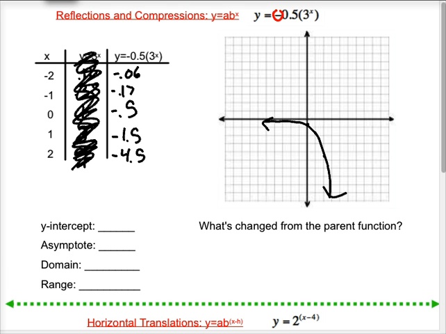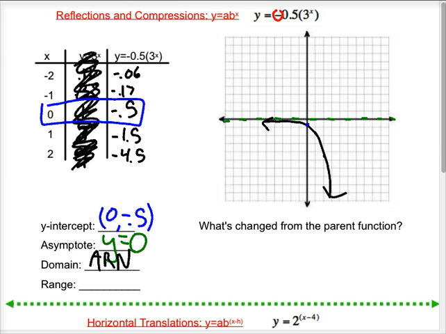All right, so let's take a look at those pieces again. So you can look at it graphically or in the table, but the y-intercept is going to be 0, negative 0.5. The asymptote is still that same, y equals 0. Domain is always all real numbers.